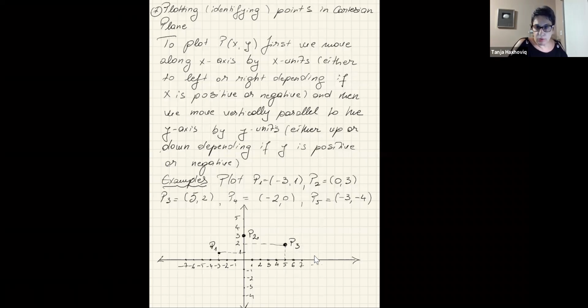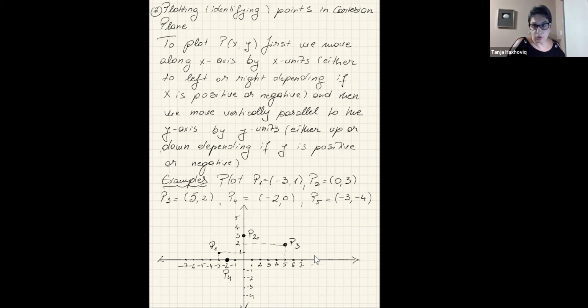-2, 0. -2 is the x-coordinate, a negative number, so I'm moving 2 units horizontally to the left of 0, and the y-coordinate is 0, so I'm not going up or down. I'm just staying horizontally 2 units to the left, so that's point P4.